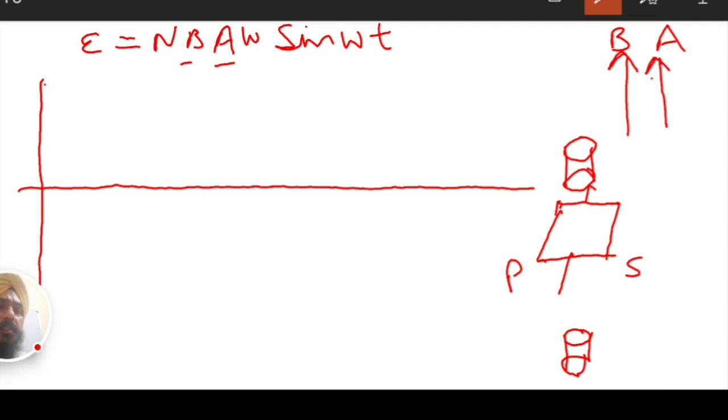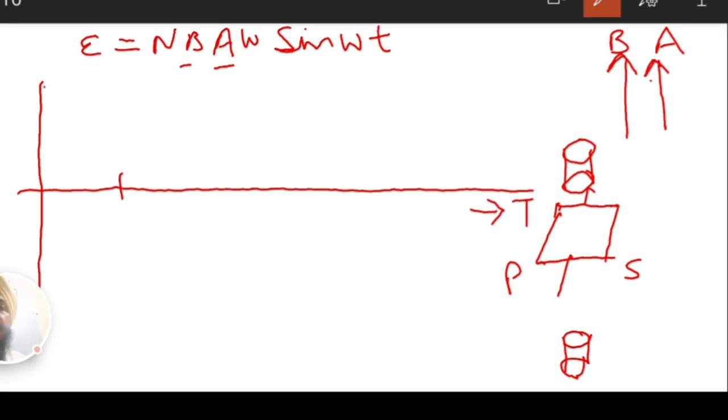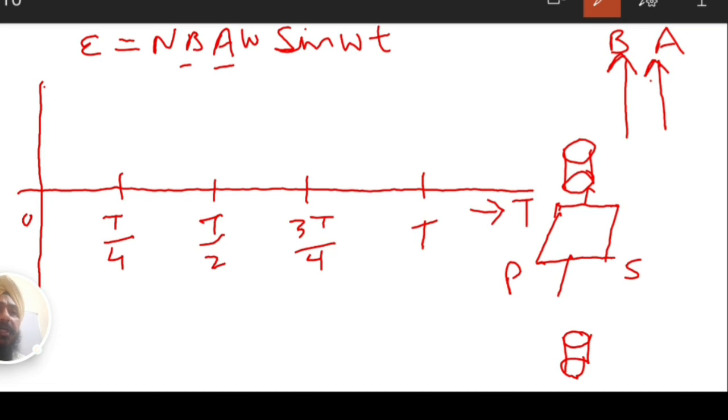If this is the time axis, and here is the 0 and this is our T by 4, and let this be T by 2, and let this be 3T by 4, and this is our complete cycle T. So as in the first case, the magnetic field and area have a 0-degree angle, therefore the induced EMF will be 0 because sine 0 is 0.